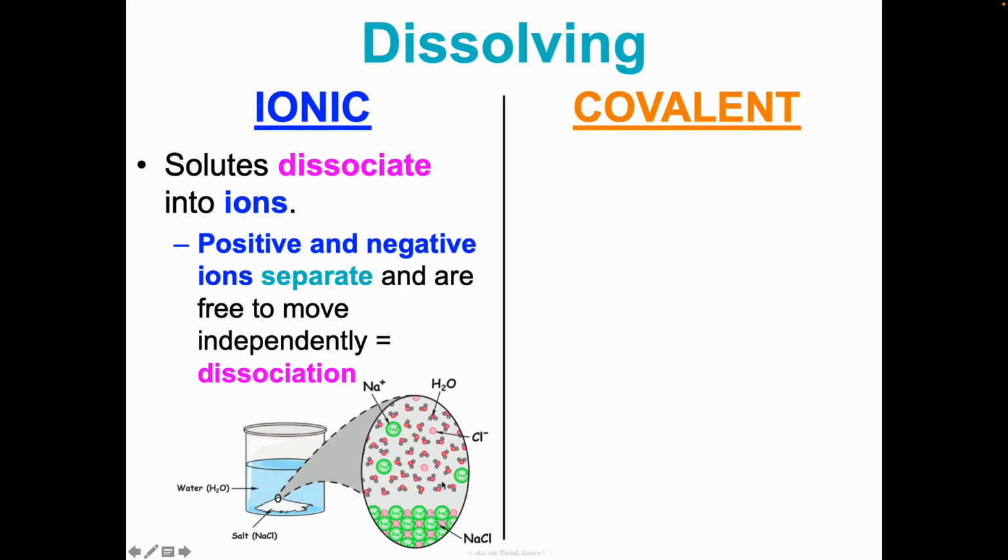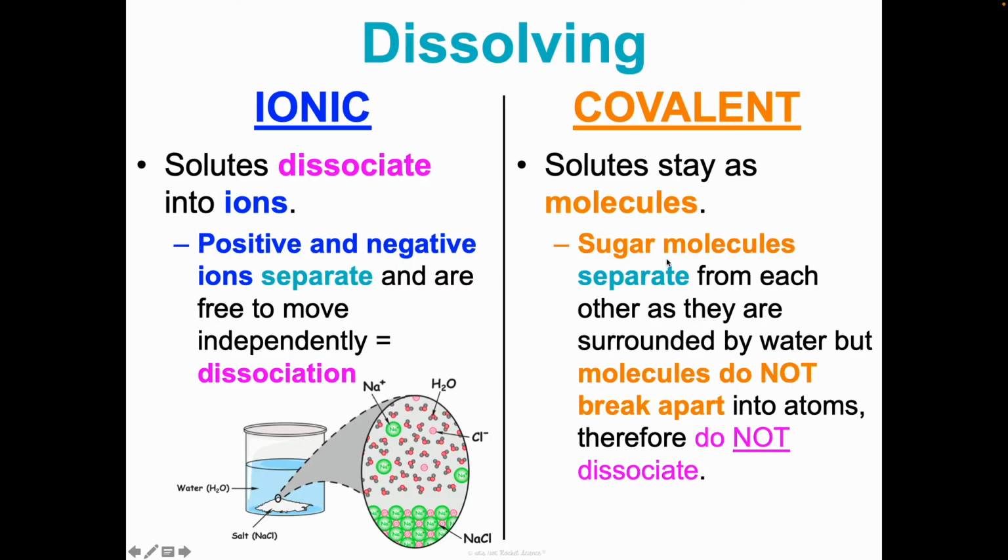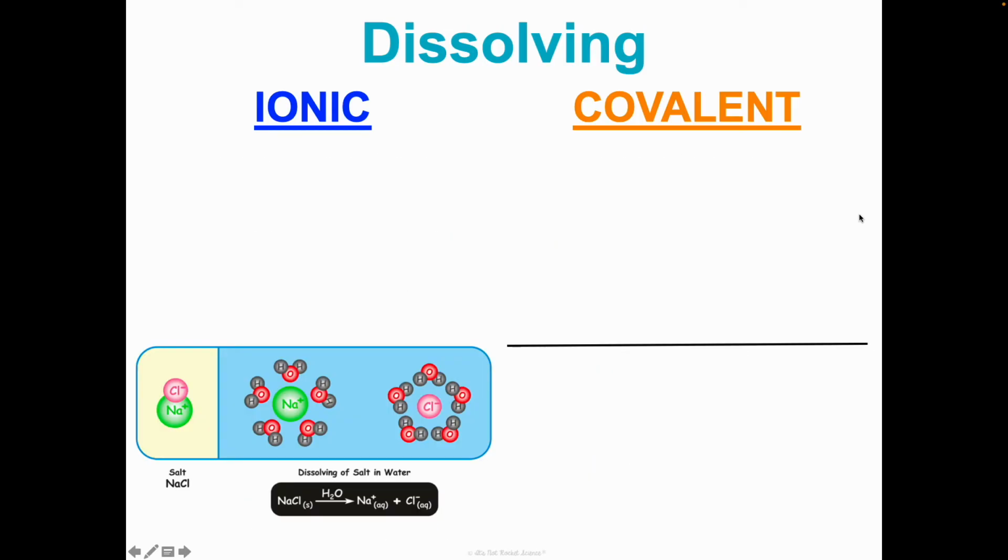Now, this is different from what we would see in a covalent substance being dissolved. Covalent solutes will stay as molecules. Remember, they will stay as a C6H12O6. The sugar molecules will separate from each other, like one C6H12O6 will separate from another C6H12O6, but they do not break apart into atoms, okay? They do not dissociate. All right, that's the first big distinction between dissolving ionic substances versus covalent.